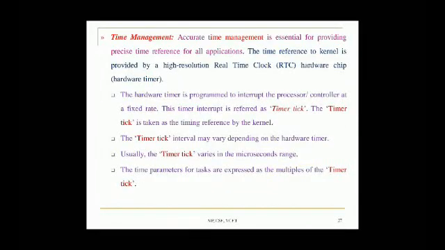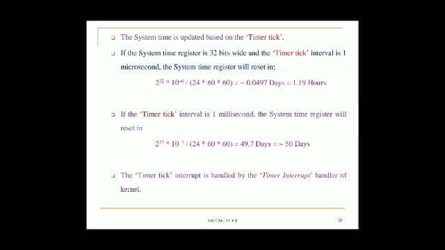Next is time management. Accurate time management is essential for providing a precise time reference to all the applications. This essential time reference is given by a high resolution real time clock hardware chip. This particular hardware timer is programmed to interrupt the processor or controller at fixed rates. The timer interrupt is referred to as the timer tick, and the timer tick is taken as the timing reference by the kernel. The timer tick interval may vary depending on the hardware timer, and usually it is in the microseconds range. Time parameters for any task can be expressed as a multiple of the timer tick.